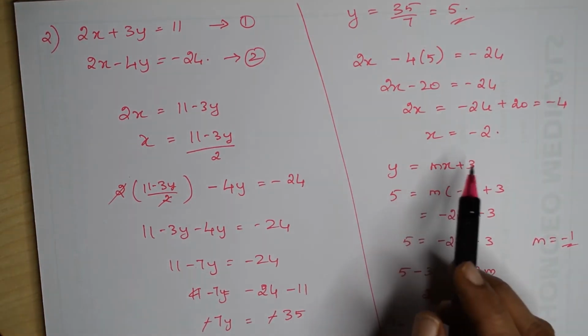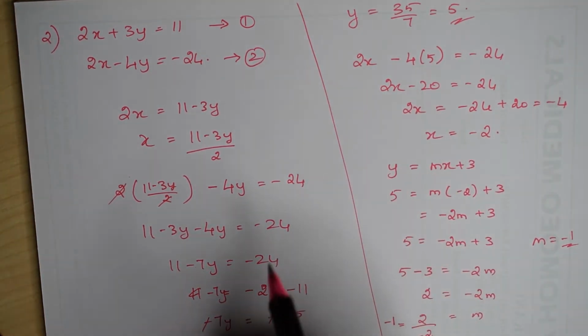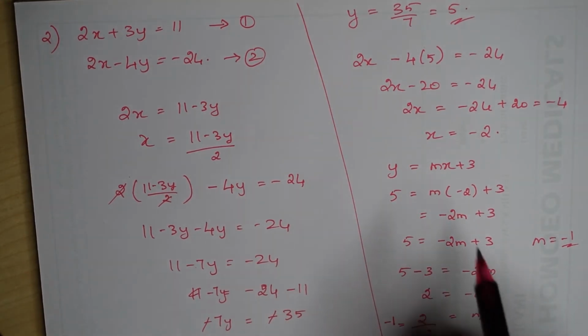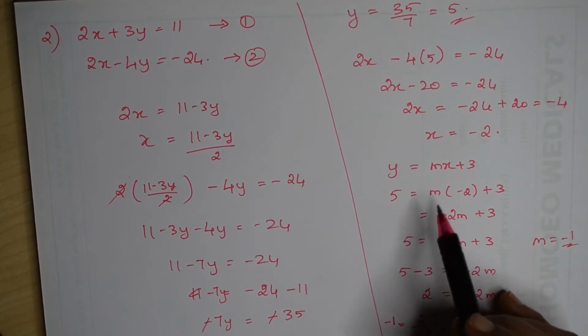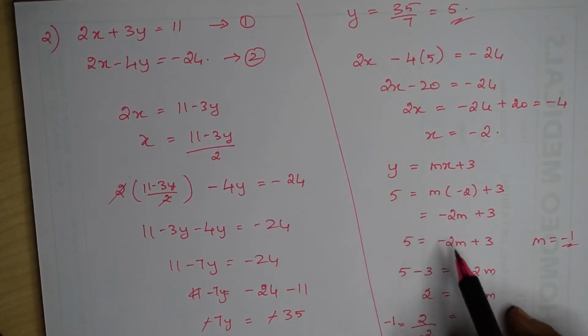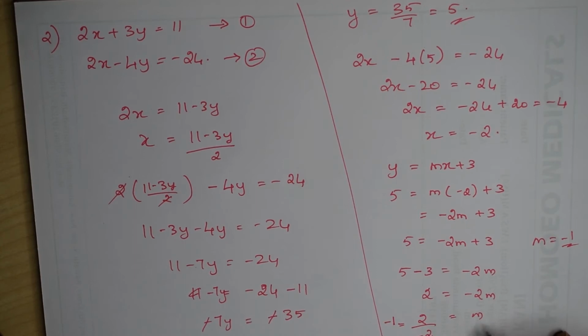I am substituting both the values x and y in the given required equation. Y is equal to mx plus 3, that's what is given. So I want to find the value of m. So I am substituting the value of x and y here, and I have got the value of m is equal to minus 1. Okay.